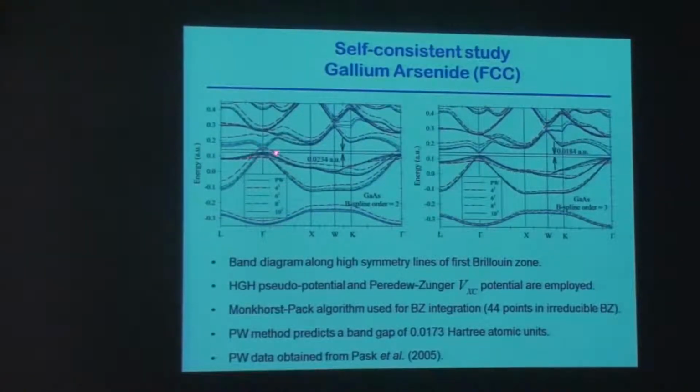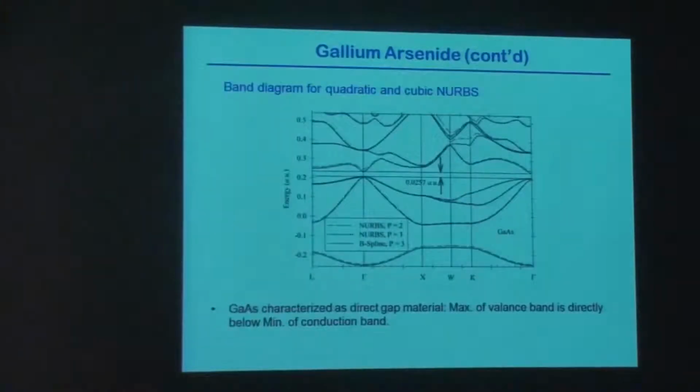And we get a band gap of 0.024234 atomic units for B-splines order 2. And as we order increase to 3, we get a band gap of 0.0184, whereas plane wave methods predict a value of 0.173 Hartree atomic units. Again, these calculations were from Pask.